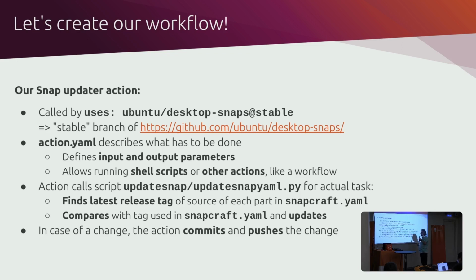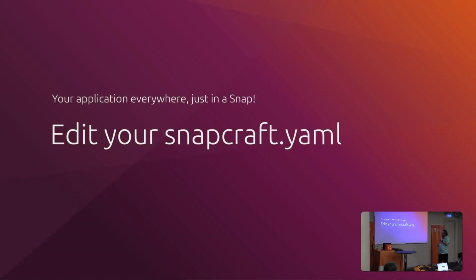And the actual script which does the actual checking is in update snap YAML .py, and this goes through every upstream source Git repository, checks the current tag of it. Is the current tag higher than the tag referenced in your Snapcraft YAML? It updates the tag, and then it does commit and push of your updated snapcraft.yaml.